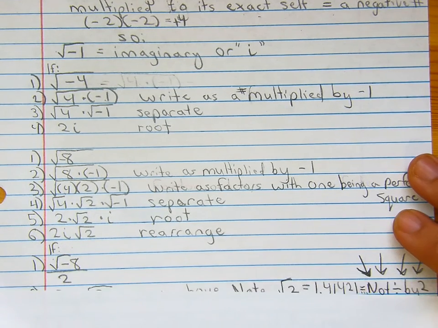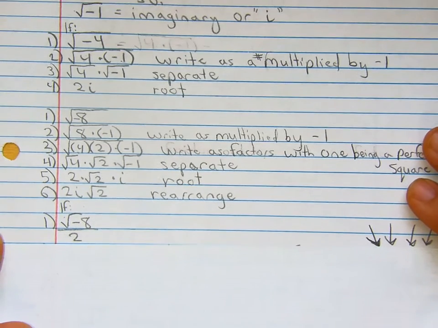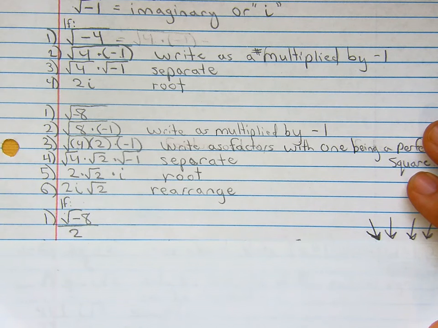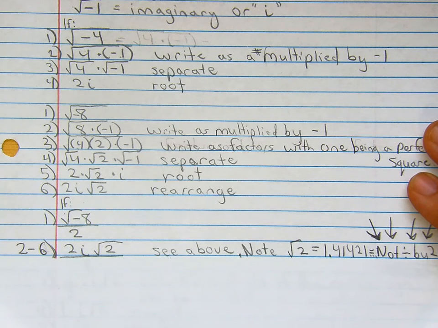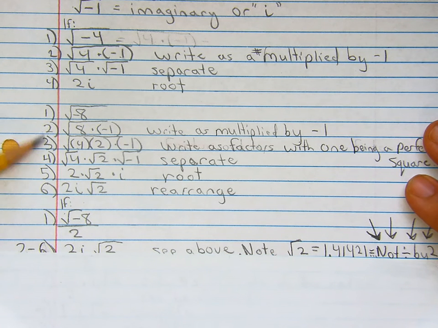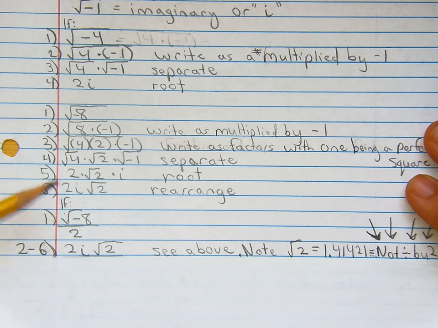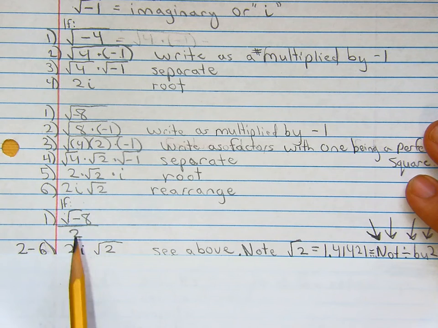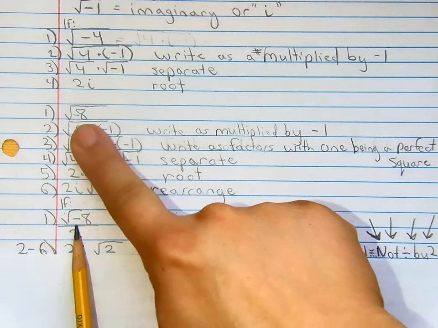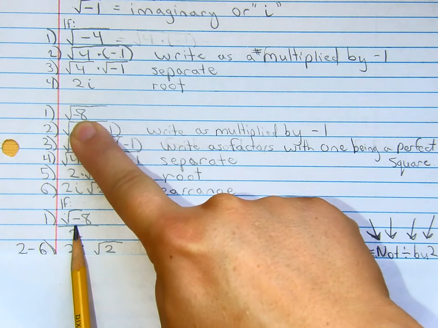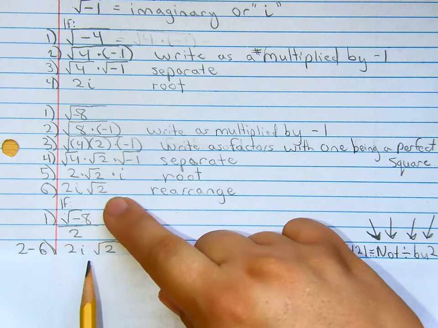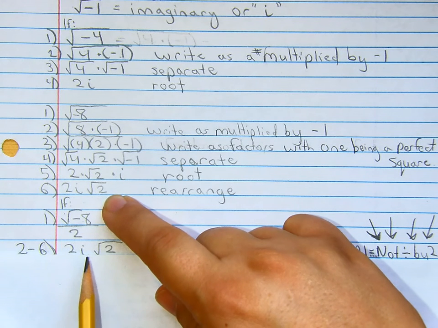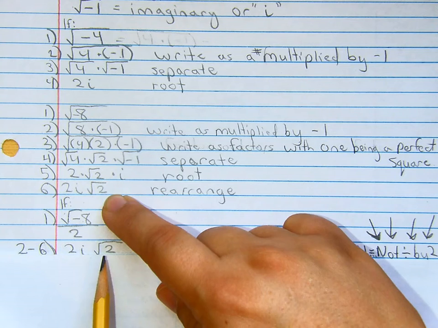So what if we end up with something that looks like this as a problem? Okay. We are going to use the exact same steps from before in my numerator, to take my square root of -8 and simplify it down to 2i times the square root of 2.